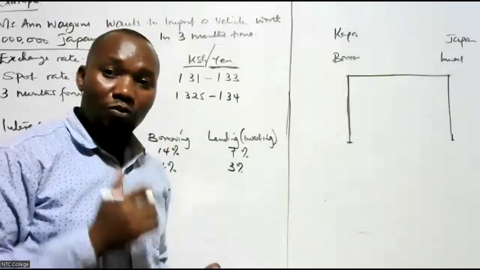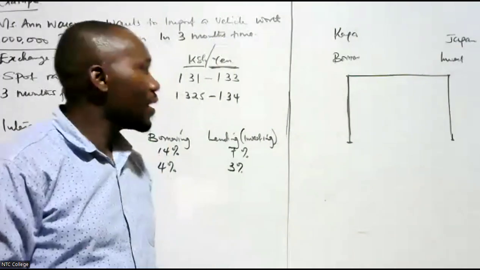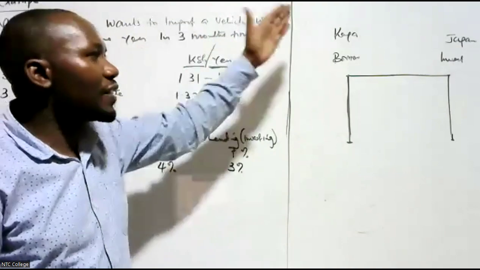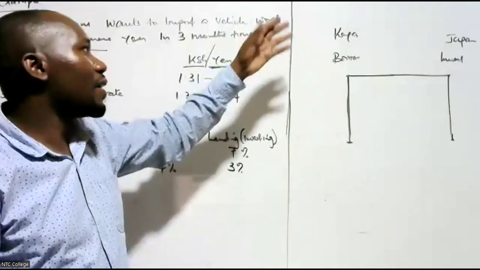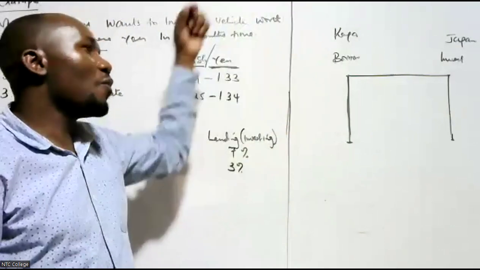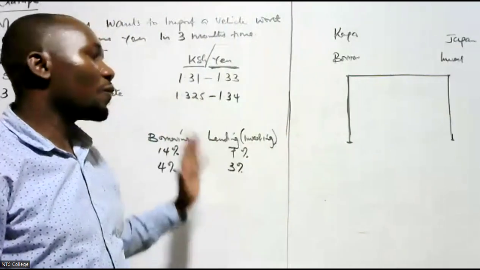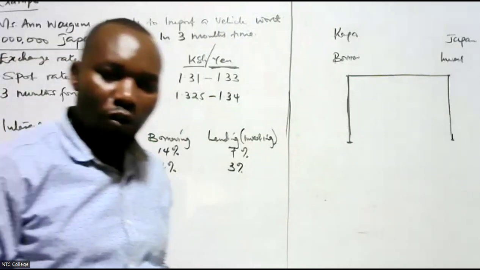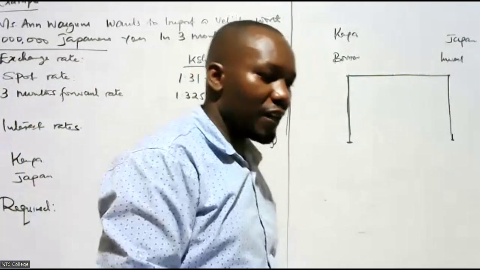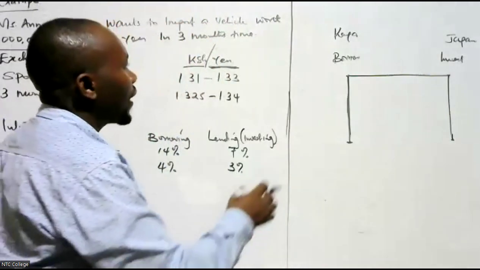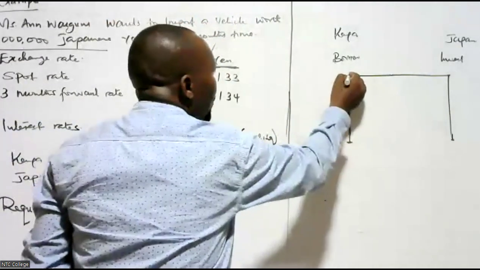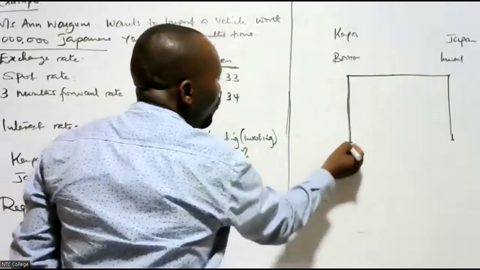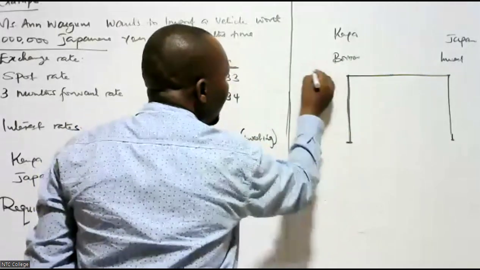That is how you decide. Unajiuliza, where am I going to borrow and where am I going to invest? Now, because you're going to make payment in 3 months time in Japan, you need to invest in Japan. And if you're investing in Japan, it means that you're borrowing local. For foreign payments, borrow local, invest in foreign. Now we are going to borrow in Kenya. This is the period, 3 months. This is time.